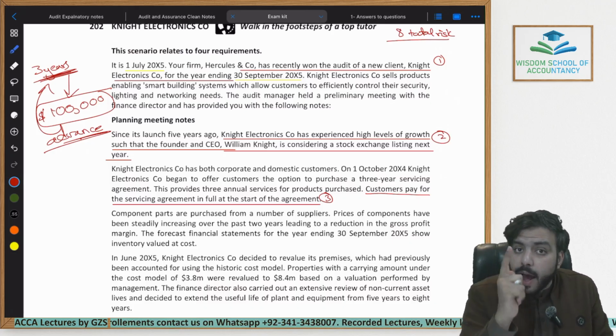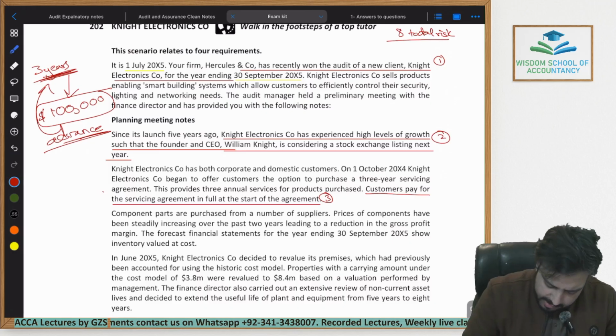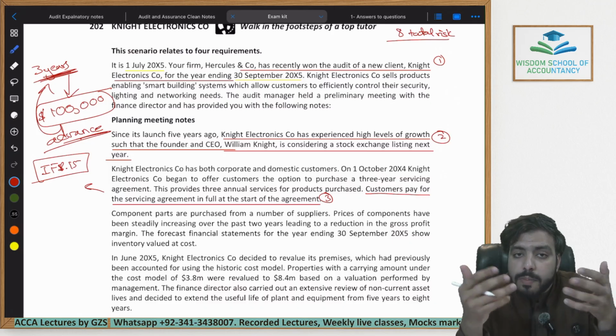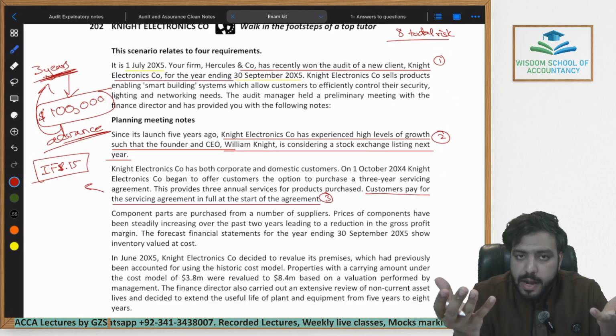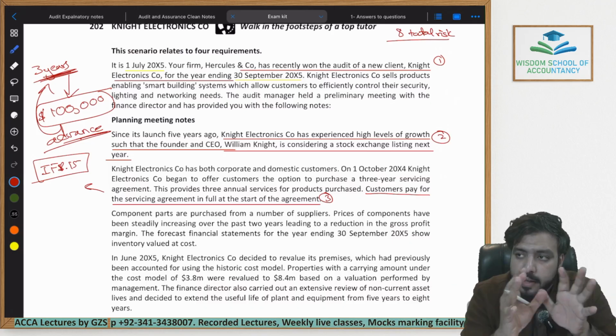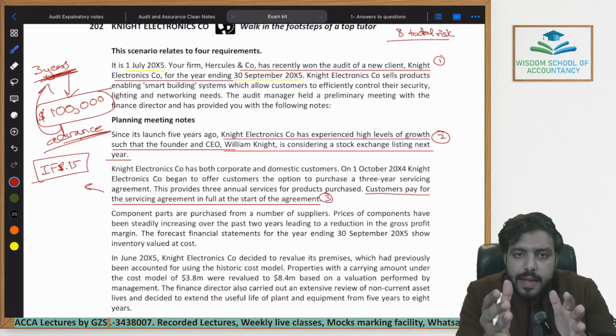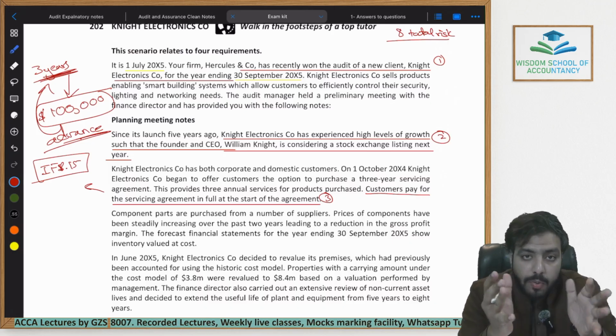We know that IFRS 15, in this case, IFRS 15 states that revenue can only be recorded when a performance obligation has been satisfied by you. And your customer is also satisfied that whatever you had to do for them has been done for them. So for a 3-year agreement, what should be the accounting treatment in this case?